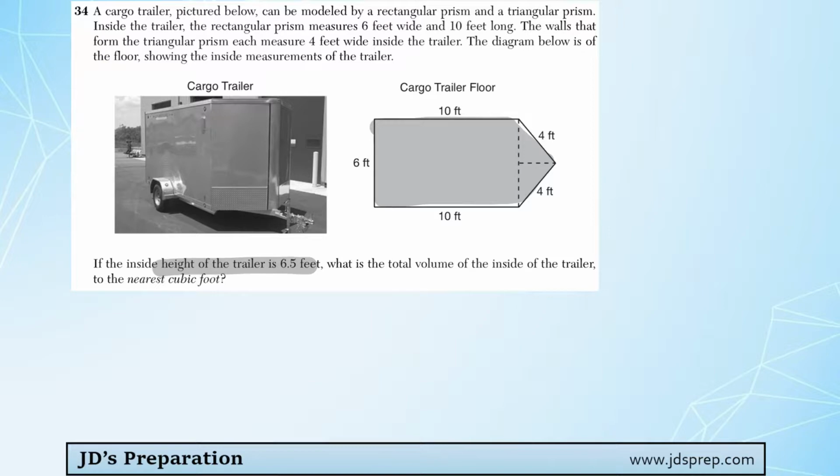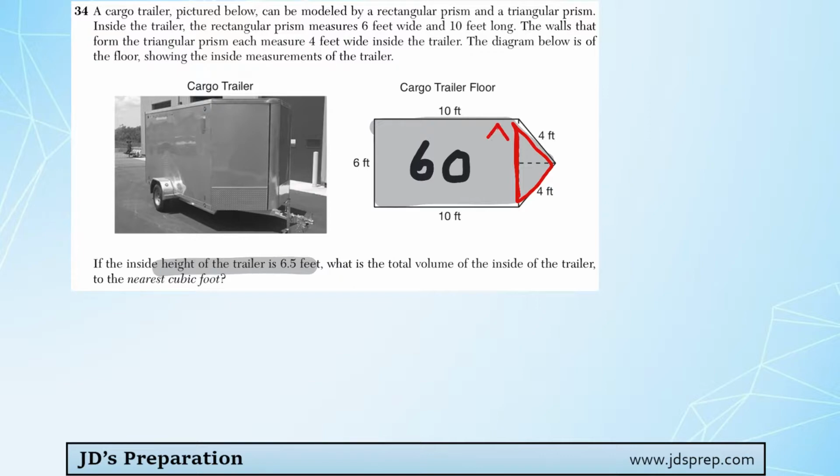Well, of course, the area of the rectangle base is super easy. That's just 10 times 6 to get 60. So the more complicated problem here is to figure out the area of this triangular part here. Or sorry, just this triangle.